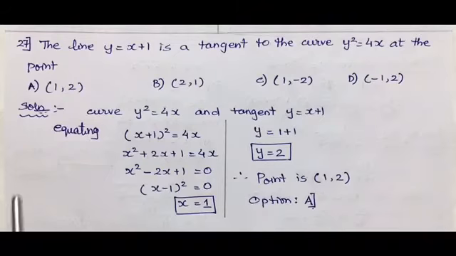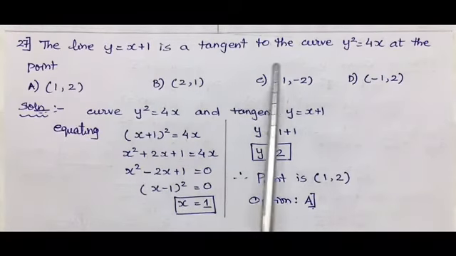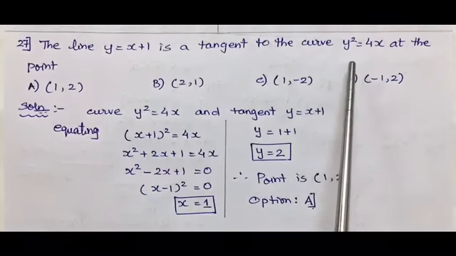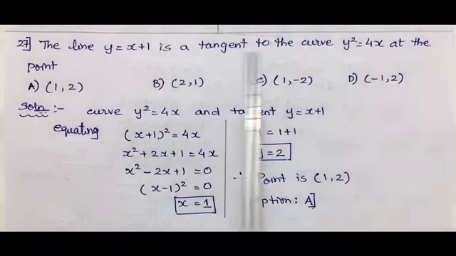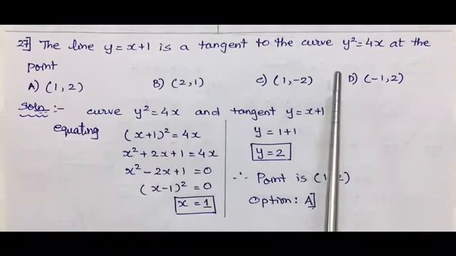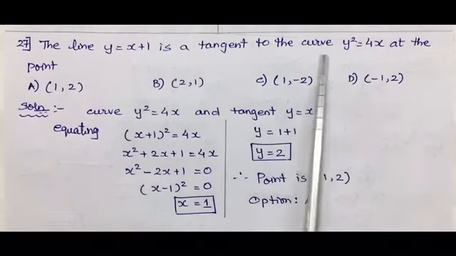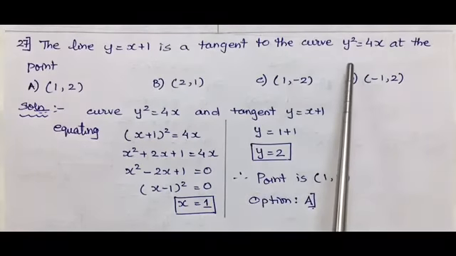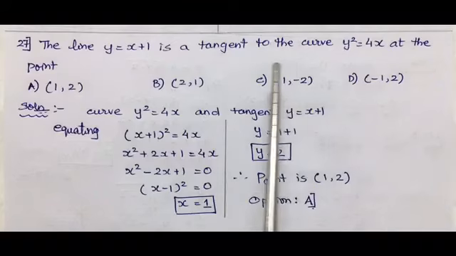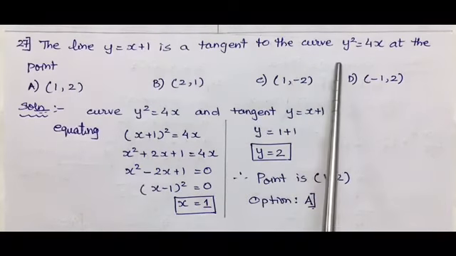27th one: the line y equal to x plus 1 is a tangent to the curve y square equal to 4x at the point. Now we need to calculate here the point where y equal to x plus 1 becomes a tangent. To calculate the point means we have to calculate the common point of the tangent and the curve.